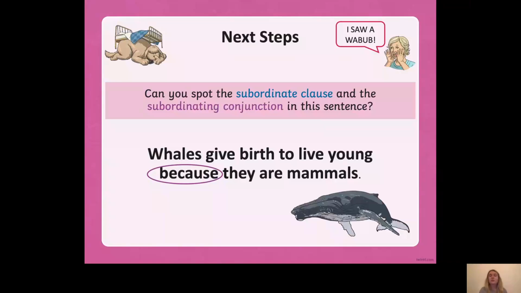And I know that because they are mammals is a subordinate clause because I can't say that on its own, can I? I can't say because they are mammals. That doesn't make sense on its own.